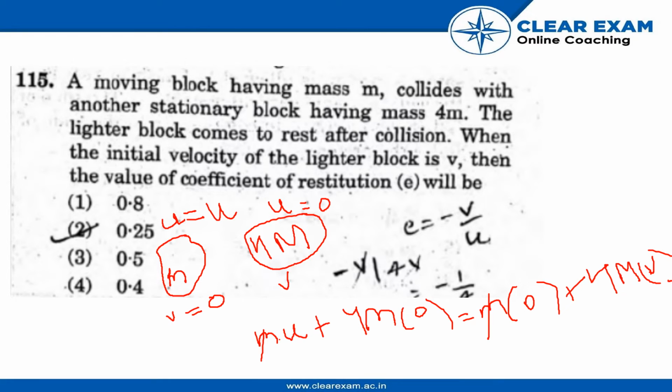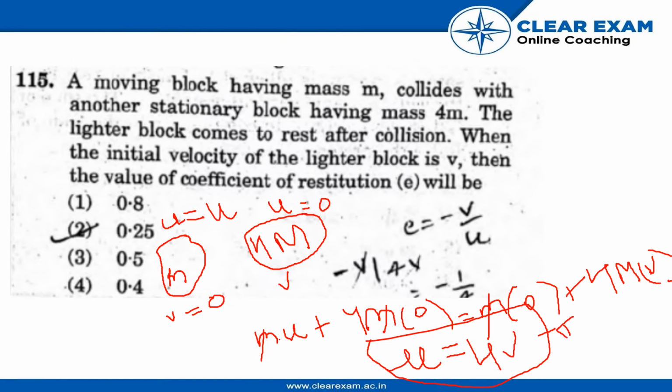The 4m and 4m get cancelled, and this 0 and this 0 get cancelled. And now after all the cancellations, you will find that we get u equal to 4v. This is our first equation.